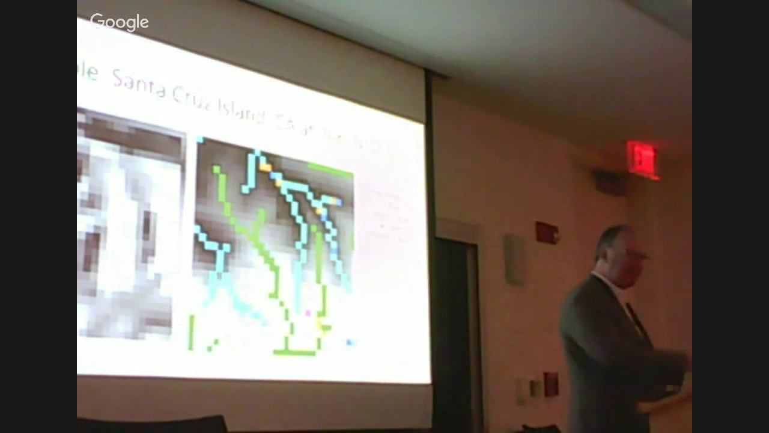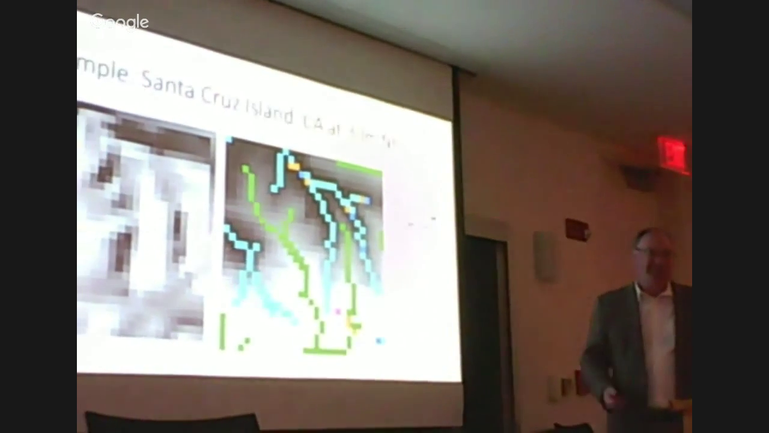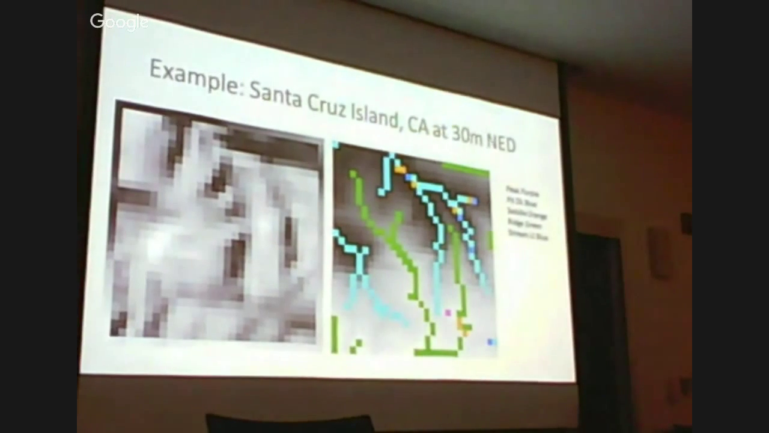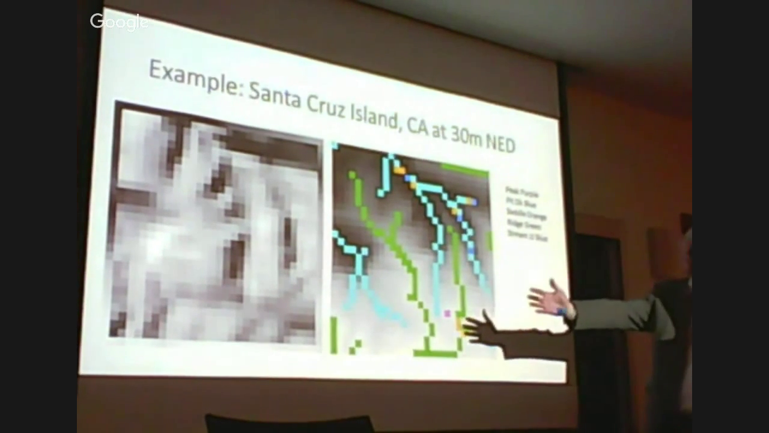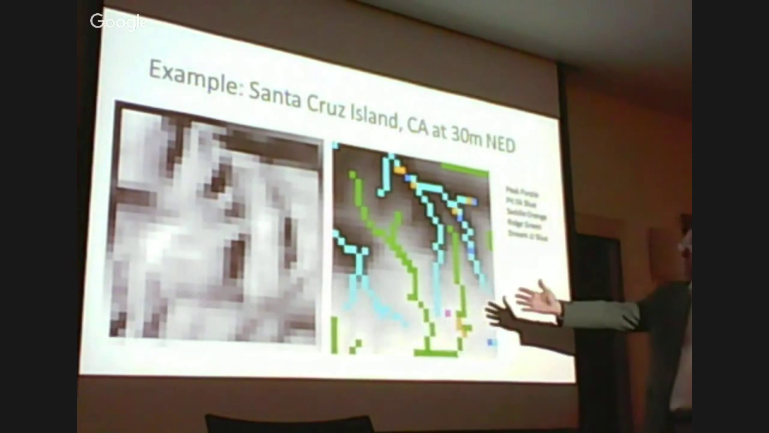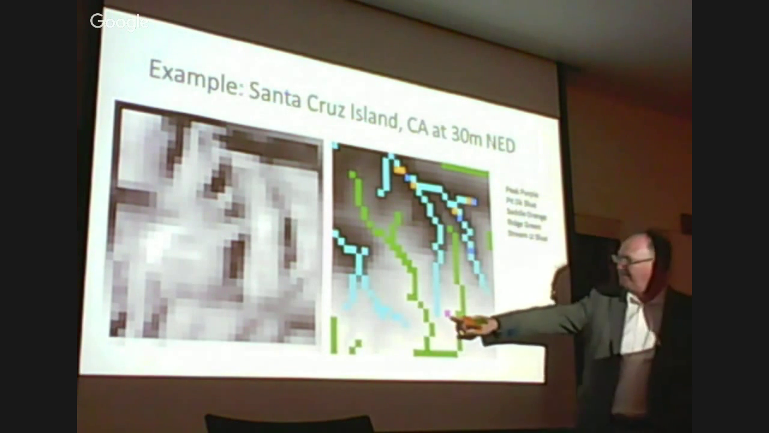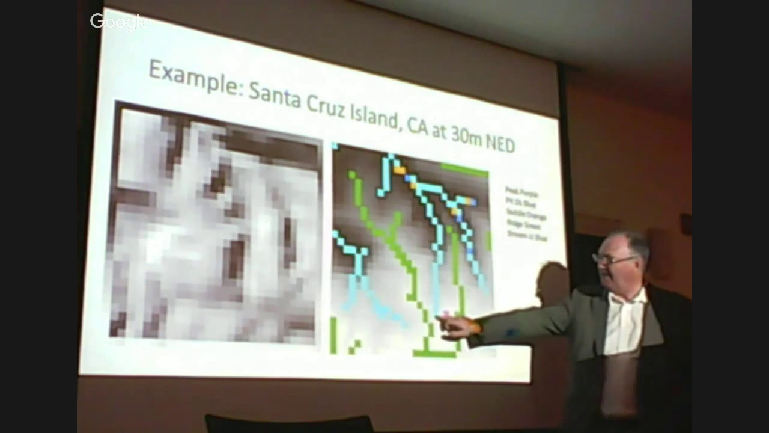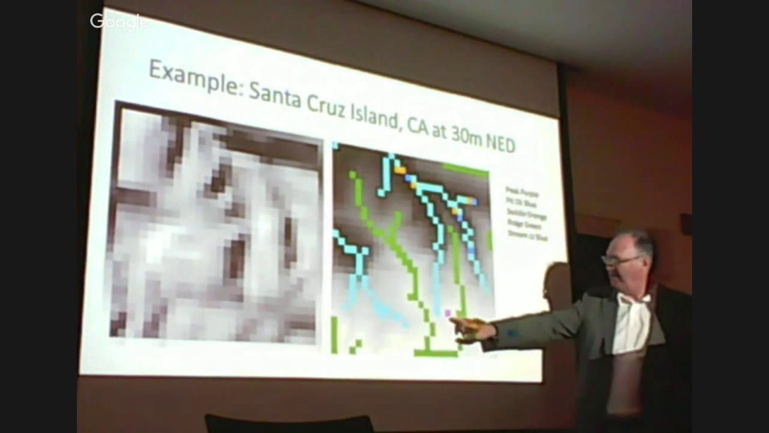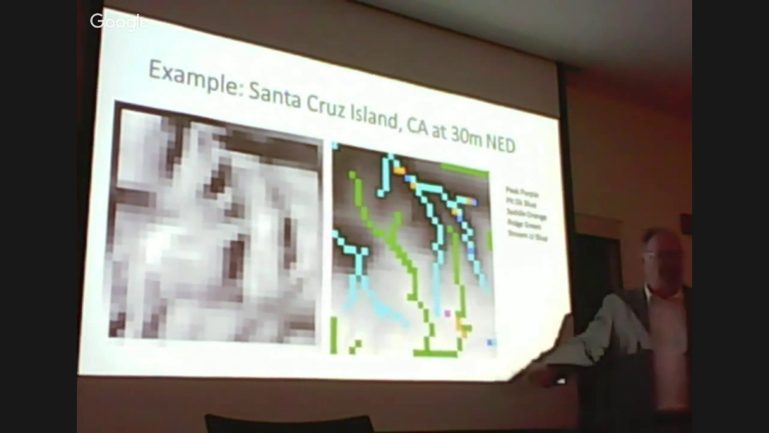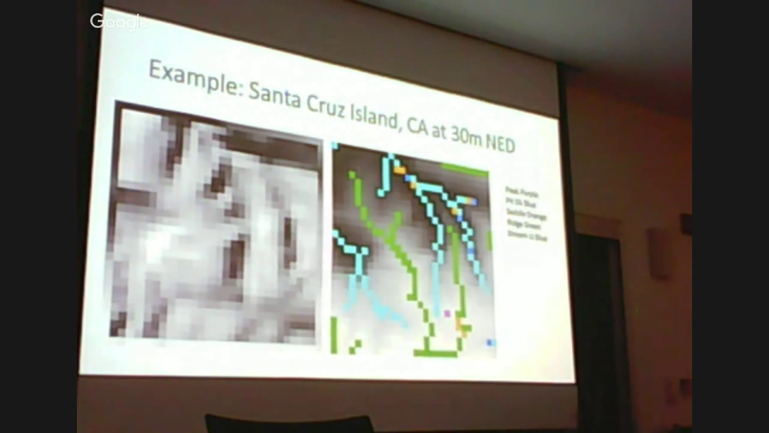So just to illustrate this, here's a piece of Santa Cruz Island in California from the 30-meter NED, and of course it looks blocky. 30 meters is blocky. So when we apply any one of these algorithms, we end up with discontinuities. Purple is peaks. So here's a peak, but we've got a break between the peak and the appearance of the first stream, but also a break in the appearance of the ridge, which may or may not be intuitive. You might want your ridges to connect to your peaks.